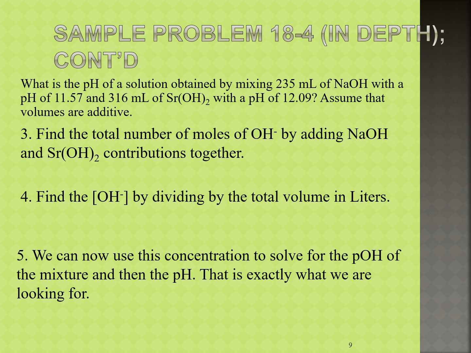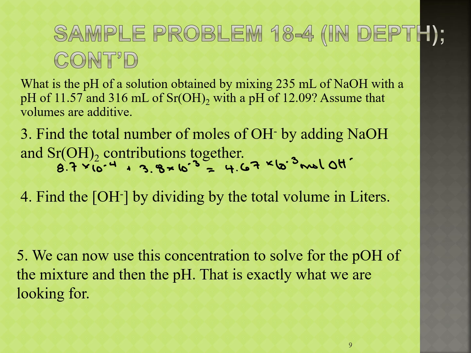In part 2 of my in-depth working it through, we found the number of moles from each one of our bases. Now we're going to find the total number of moles by taking the sum of those two values. So we have our 8.7 times 10 to the minus 4th from our sodium hydroxide, and we have our 3.8 times 10 to the minus 3rd from the strontium hydroxide. And so we get 4.67 times 10 to the minus 3rd moles of hydroxide total when we mix these two together.